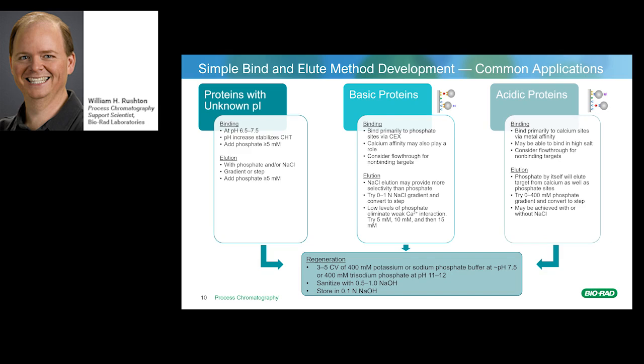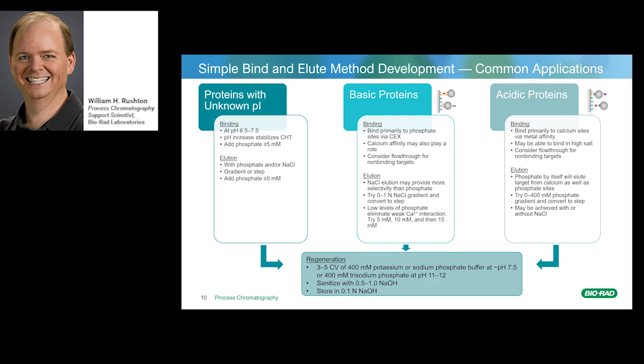Low levels of phosphate can eliminate the weak calcium interactions, so you can go with 5, 10, or even 15 millimolar. For acidic proteins, you're binding primarily to the calcium sites. So there you might be able to bind in a higher salt and allow non-binding targets to flow through. For the elution, though, you're going to need phosphate by itself to elute. So you can do a 0 to 400 millimolar phosphate gradient and then convert that to a step. Salt might be helpful depending on the impurities that you're trying to separate.